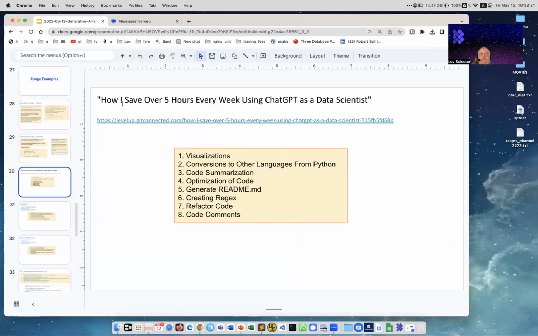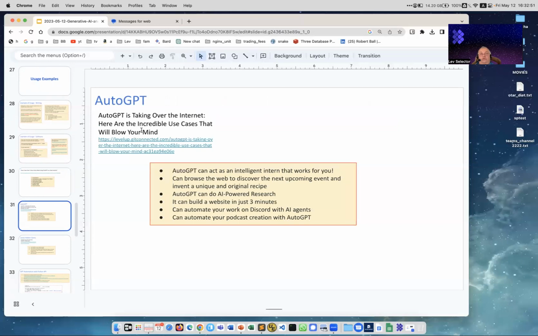Okay, how I save over 5 hours every week using ChatGPT as a data scientist. Again, this is an article, and this is what this person was doing: visualizations, conversion to other languages from Python, code summarization, optimization of code, generating README files, creating regex expressions, refactoring code to make it better, code comments. Well, comments, okay, yeah.